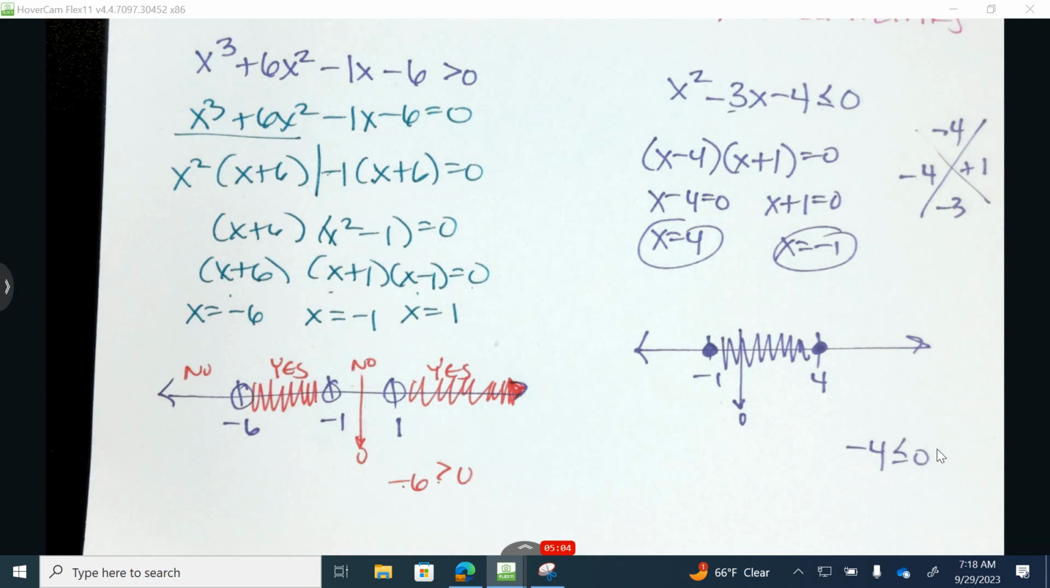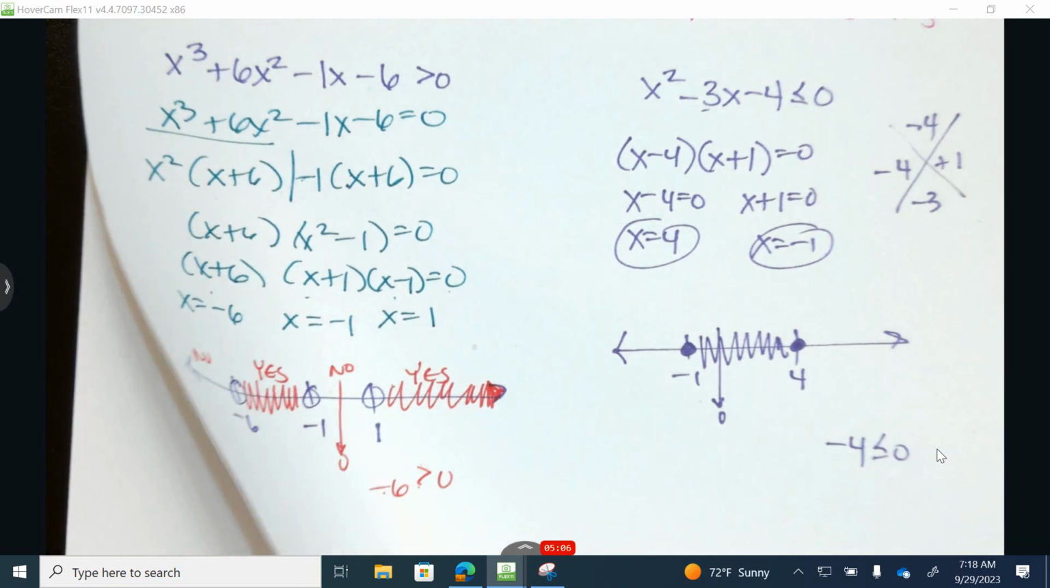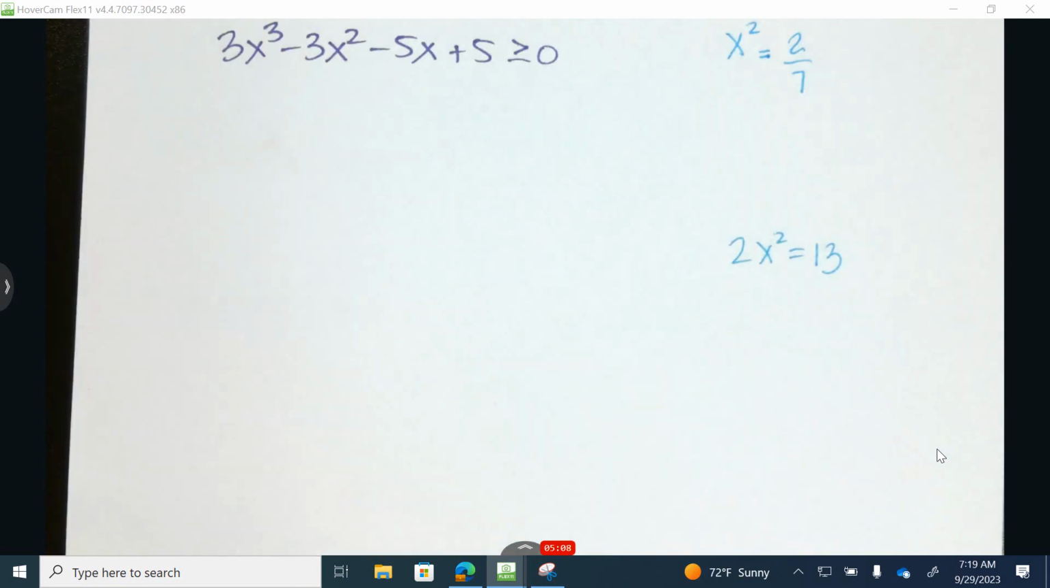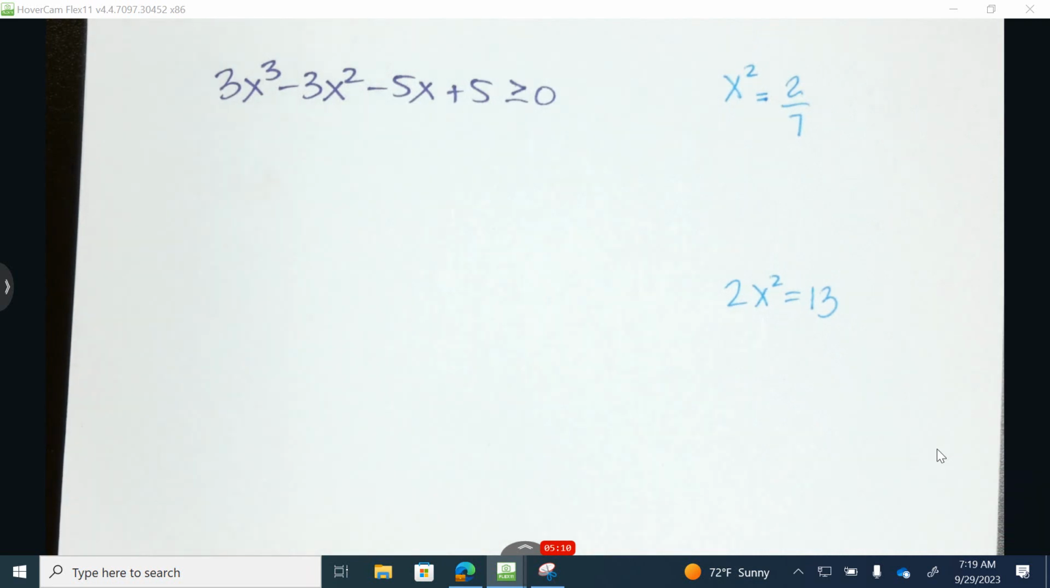Okay, we're going to go on right now to example number 3 next. Example number 3. In example number 3, we're first going to review how do we rationalize a denominator.